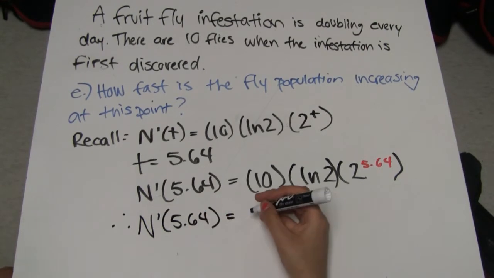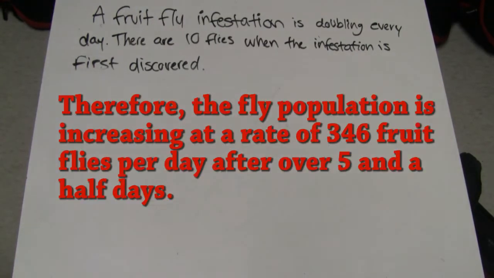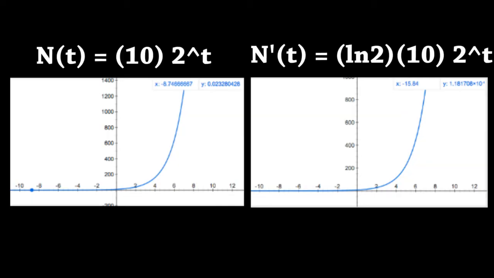You will get an answer rounded to 346. Therefore, we can conclude the fly population is increasing 346 fruit flies per day after over 5.5 days. As an added bonus, we will graph our derivative and interpret our results. It's shown that the fruit fly population's growth seems to increase greatly to 887 flies a day after 1 week in comparison to the 5 days and a half. That's 2 days and a half.